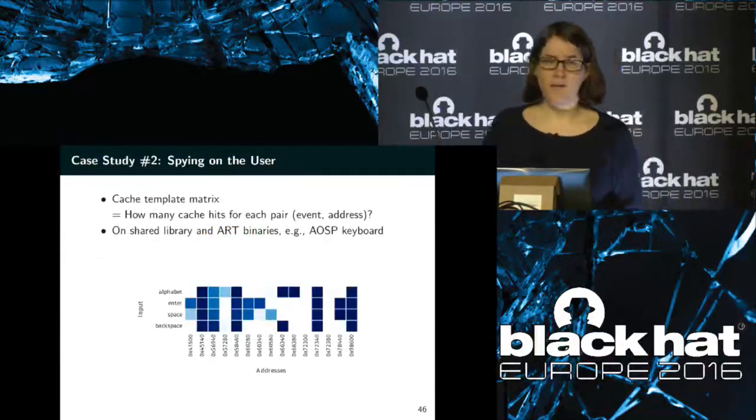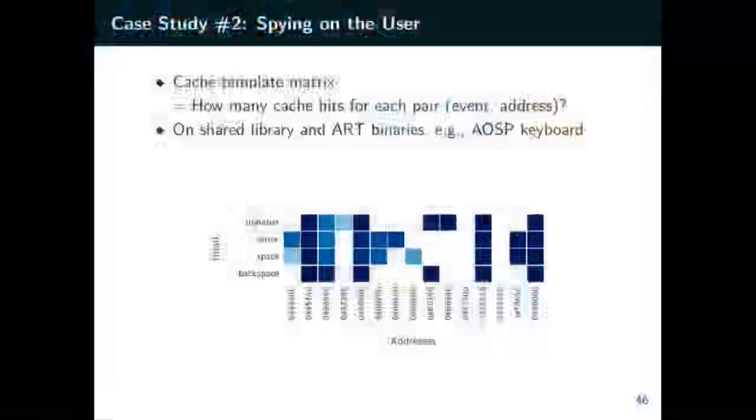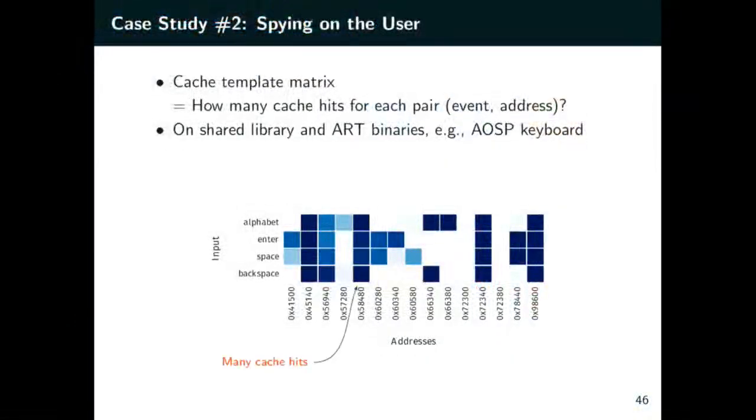So we obtain a cache template matrix, which is basically how many cache hits we have for each pair of event and address. If you have a dark cell, it means we had many cache hits. If you have a light cell, no cache hits. We can do that on shared libraries and also on binaries. So this example is on the Android keyboard.